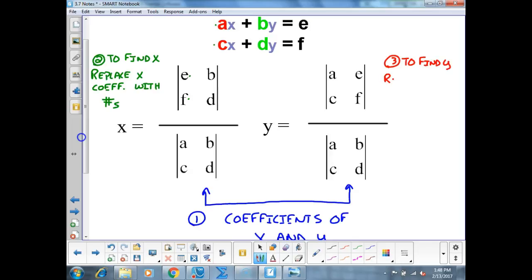Then, to find Y, I replace the Y coefficients with the numbers. So B and D were the Y coefficients. They got replaced with E and F. I've already found this determinant down here because it's the same as for the X.